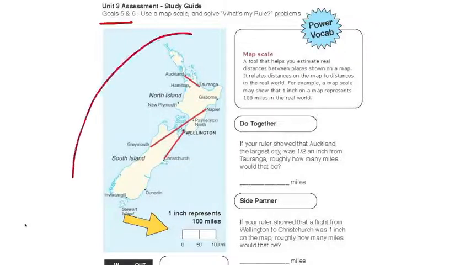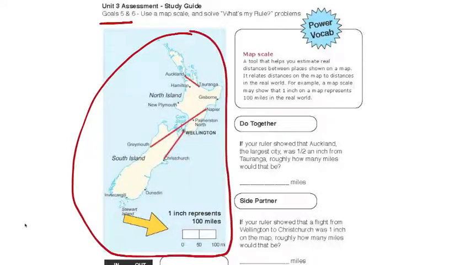Right here, I have a fancy map for you of one of my favorite countries in the whole world, New Zealand. And the scale right down here shows that 1 inch on your ruler represents about 100 miles in real life. So question number 1, we'll do this together. If your ruler shows that Auckland, the largest city, was about half an inch from Tauranga, roughly how many miles would that be? So if half of an inch is 50 miles, that tells me it's about a 50-mile car trip from Auckland to Tauranga.